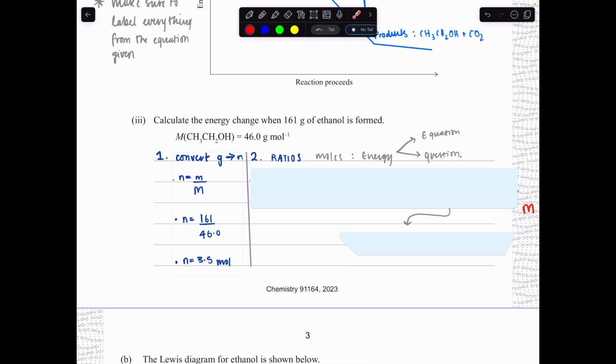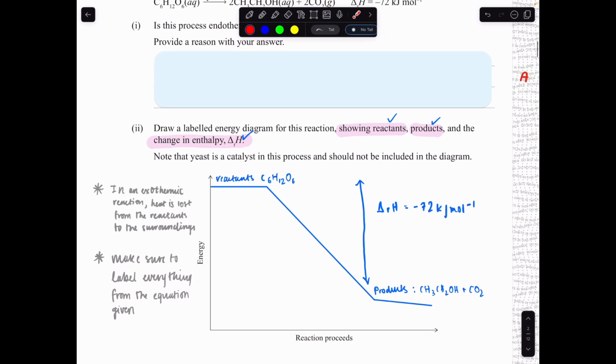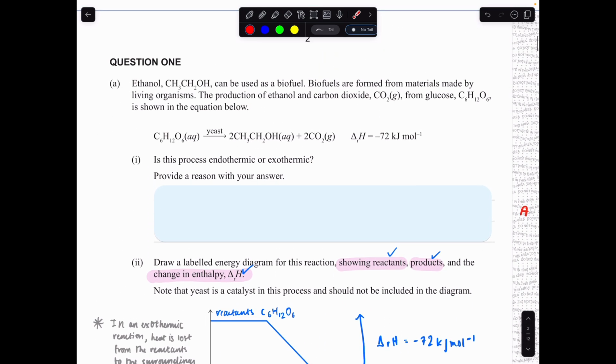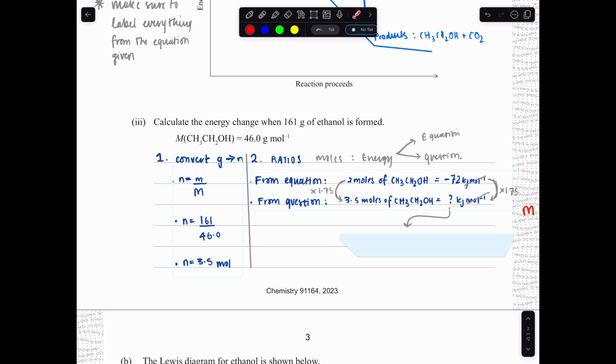The next step is to chuck this into some ratios. So from the equation, this is how I like to work it out. From the equation, which is this right over here, we see that 2 moles of ethanol gives off negative 72 kilojoules per mole. So 2 moles give off 72 kilojoules of energy. So how much would 3.5 moles of ethanol, which is what we just worked out here, give off? 2 moles gives off negative 72. 3.5, how much will that give off?